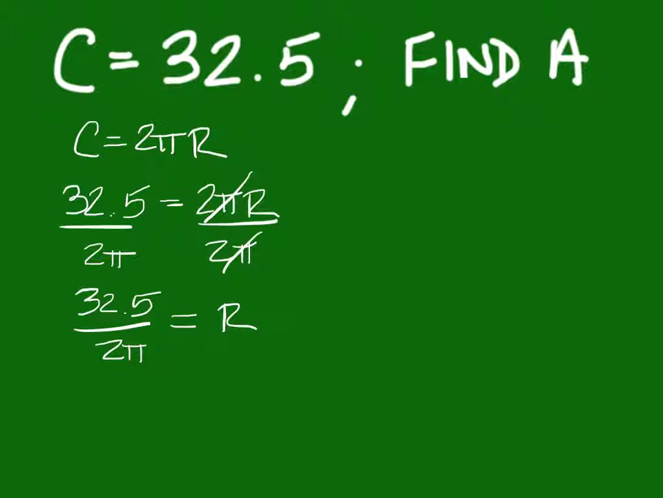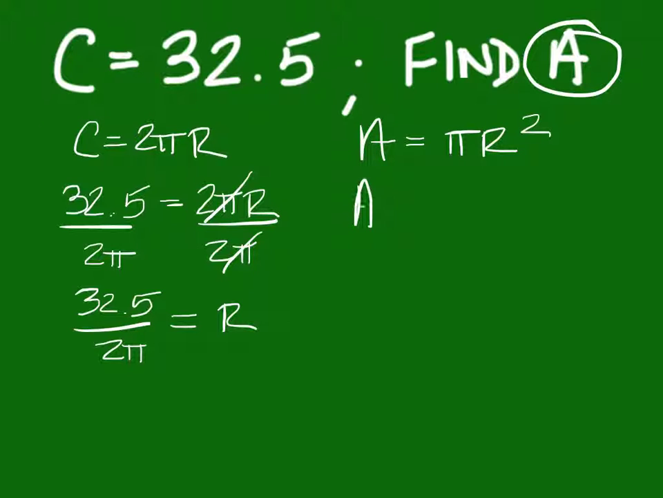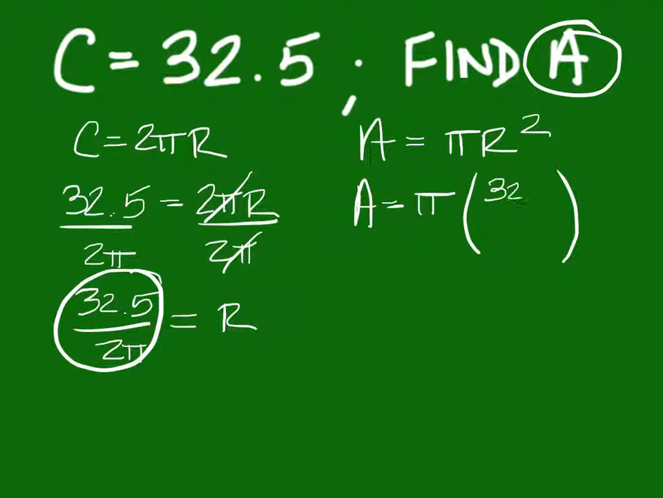You are trying to find a, the area, and its formula is a equals pi r squared. We know r because we just found it here. So you need pi times the quantity squared of 32.5 over 2 pi.